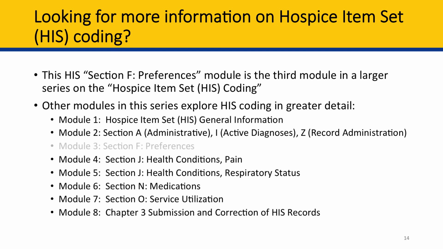This concludes the module Section F Preferences. This module focused on the items in Section F Preferences and included coding guidance, examples, and tips for all items in this section. This is the third of 8 modules in the series, Hospice Item Set Coding. The other modules in this training series are listed here, and we encourage you to view these training modules as well to understand more about HIS coding and learn how it may help you in your hospice.